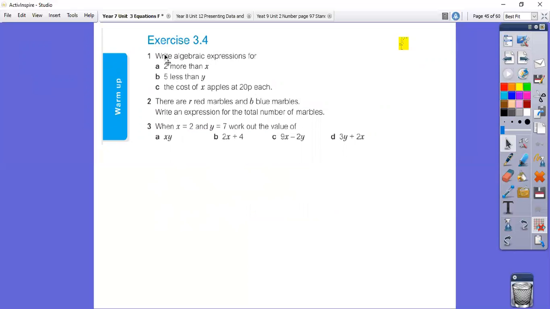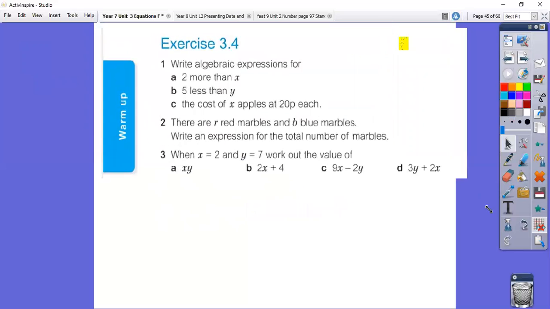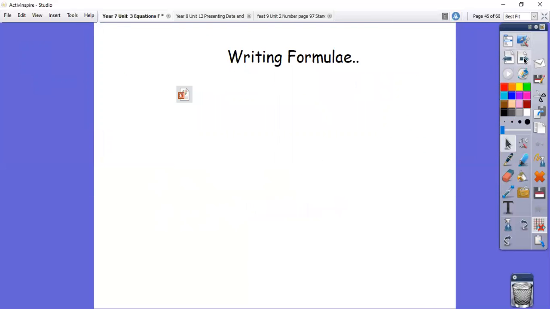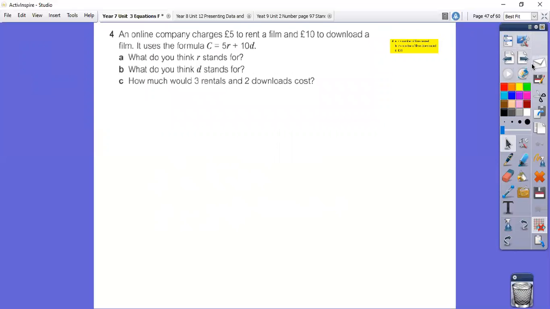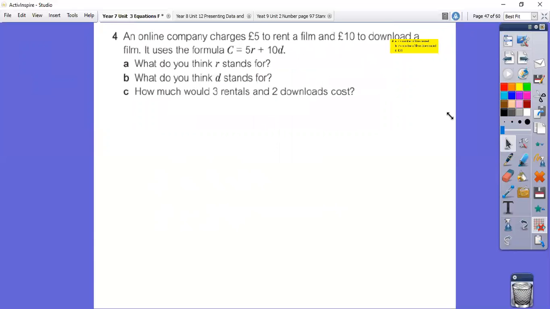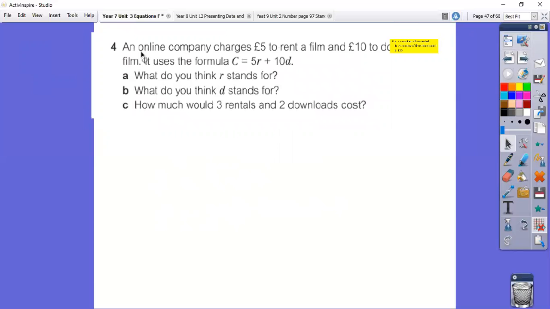So these are the warm-up questions, questions 1, 2, and 3. And then on the Zoom, we'll do an activity on how to write formulae. There will be a PowerPoint there. And then question 4 would be, you have this information and you would be expected to write the formulae in letters and numbers.